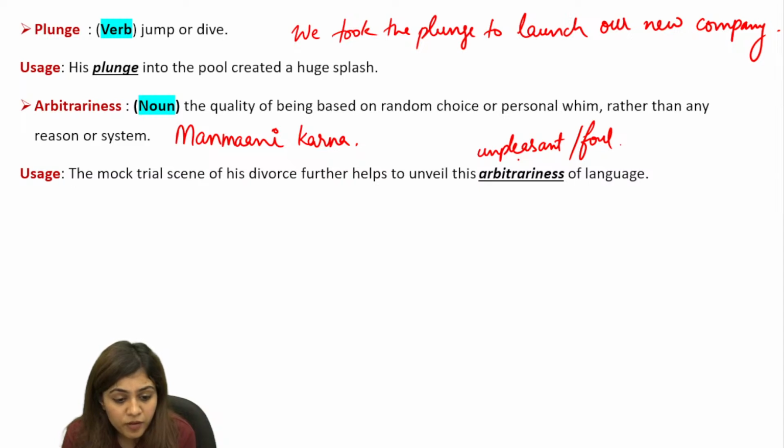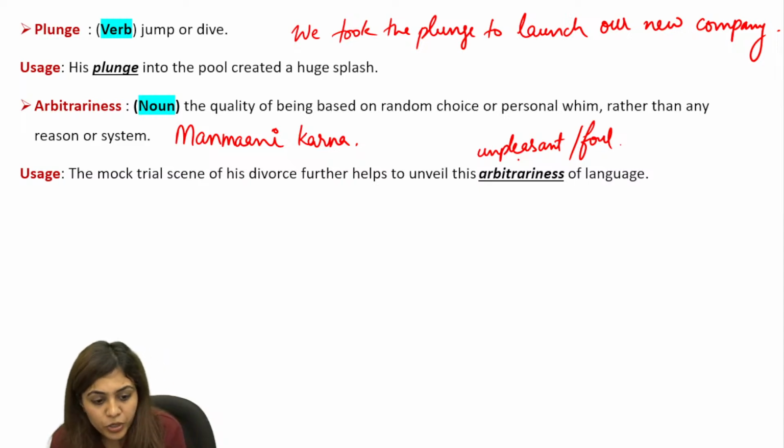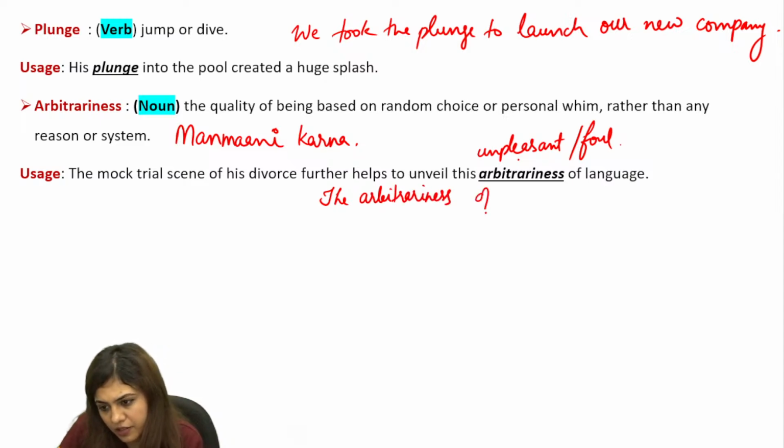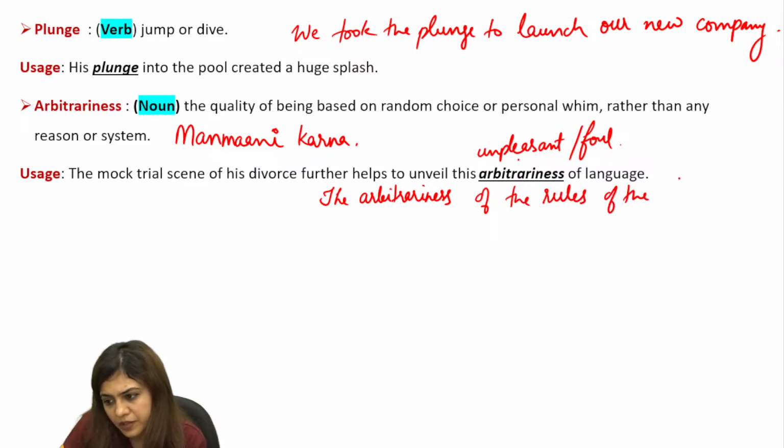My sister's arbitrariness. Again, it's a noun, so you can't use it like a verb. You're using it like a verb right now. My sister's arbitrariness on me is overwhelming, right? Let's use another example. The arbitrariness of the rules of the game created a lot of confusion.